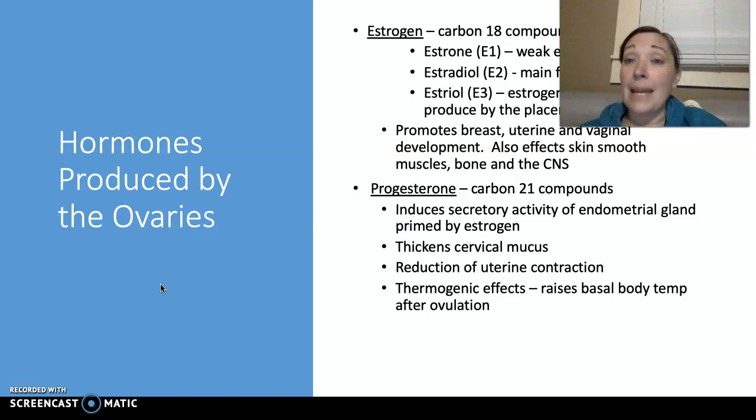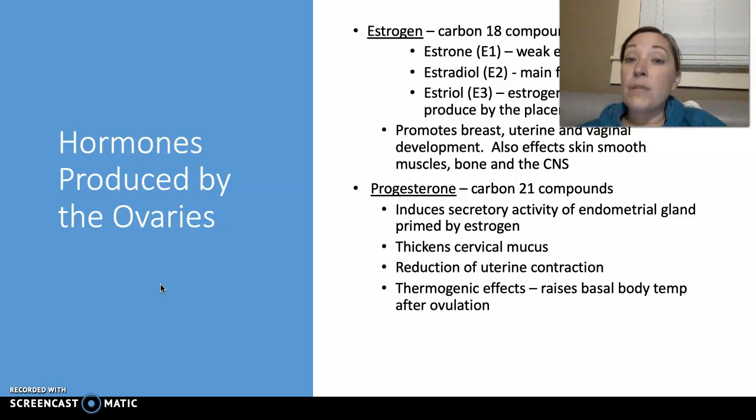Estrogen is a carbon 18 hormone, and it has 3 forms. It has estrone, which is E1, which is a weak estrogen, and not really the primary estrogen that we talk about when we talk about feedback loops. You have estradiol, which is the main form of estrogen, and what I'm going to be talking about when I talk about the feedback loops and what impacts LH and gonadotropin releasing hormone and FSH. And then estriol is the estrogen of pregnancy, and it's produced by the placenta. Since we're talking about non-gravid females and what happens if fertilization does not occur, we're not going to be talking about estriol. It's just interesting to note that there are multiple forms of estrogen.